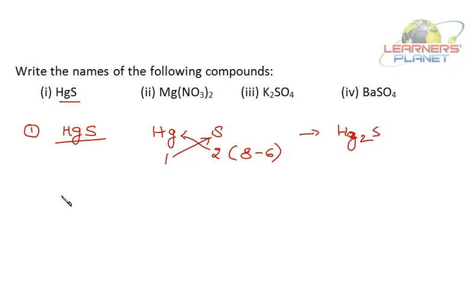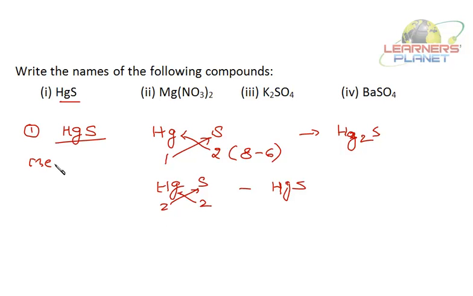But what is the formula? HgS. It means the valency of mercury here is 2 and sulfur here is 2. Cross over the valencies and the formula will be HgS. Now mercury is in a higher valency state. The valency of mercury in this compound is higher. So what will be the name of this compound?